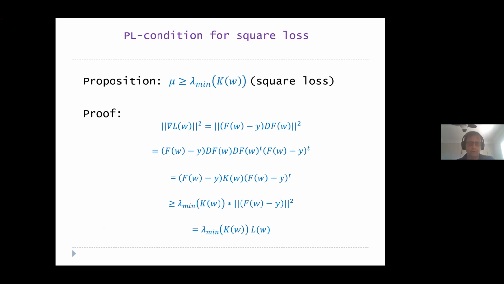I'm going to skip the proof, but it's very easy to see that if that matrix is well conditioned, then the function is PL, and specifically this mu in the definition of PL is exactly the minimum eigenvalue of this tangent kernel function. The proof is actually really simple, it's just two lines. I have it here. So this gives us a very nice analytical way of controlling the PL condition.